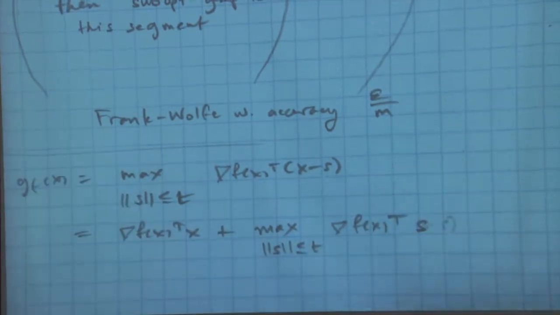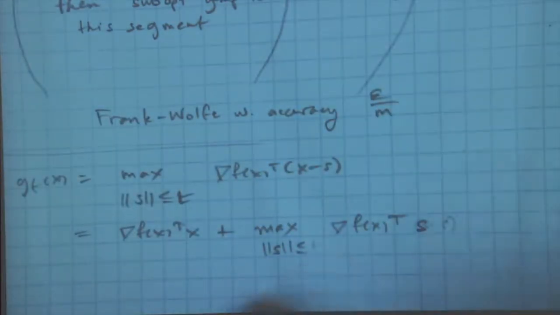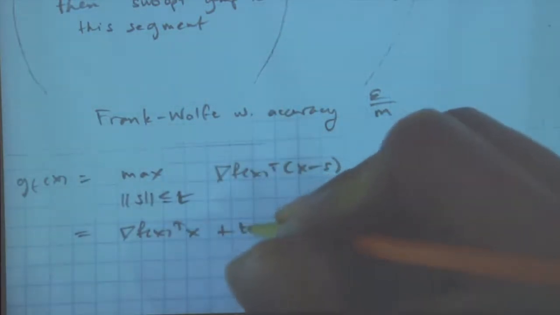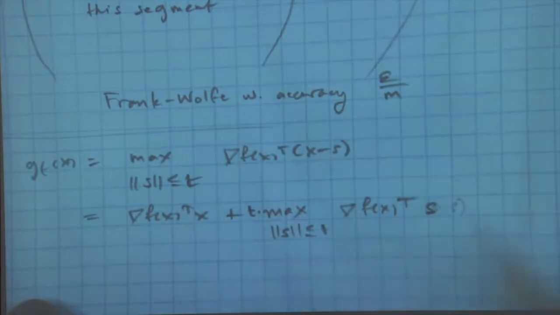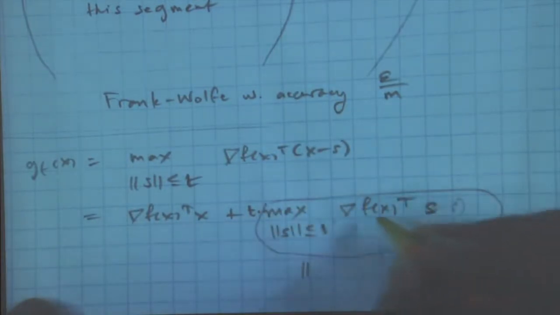And if I look at the points for which the norm is less than or equal to t, it's the same as t times the points for which the norm is less than or equal to 1. So that's why the t comes out. And now you can see this is exactly the dual norm of whatever this quantity is, the gradient.